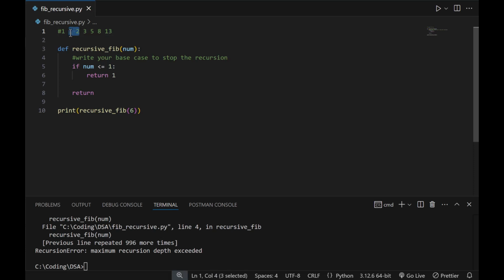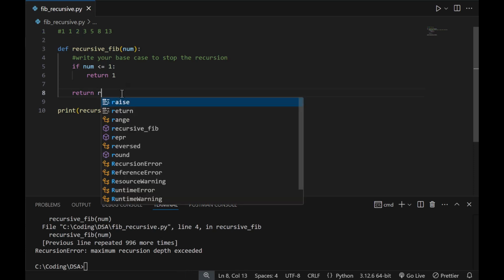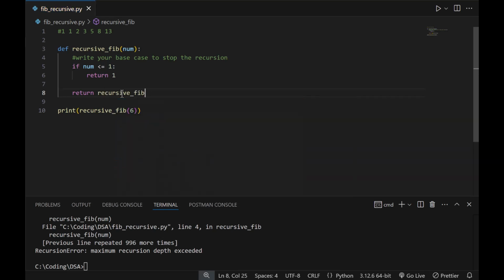So I'm calling the function with the previous 2 indices. I'm going to take the recursive fib at num minus 1 plus recursive fib at num minus 2. Get the previous number and add it to the number previous to that. So this part is a problem I can't solve without breaking it down into smaller problems. Now this is not the most optimized solution, but it works. So let's go ahead and try it.